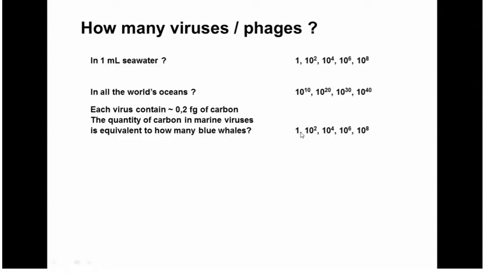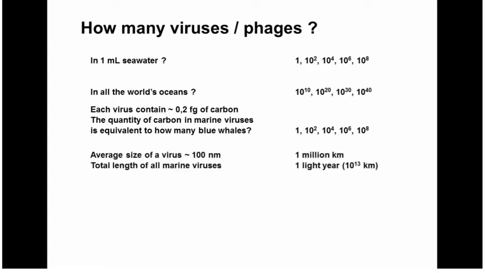One blue whale, 100, that's pretty big, right? 10,000, quite a few people. 1,000,000 blue whales, 100 million. Actually, it's the equivalent of 75 million blue whales. That's the amount of carbon in all the marine bacteriophage. It's huge. And in terms of length, if you put them all end to end, how long would this be?